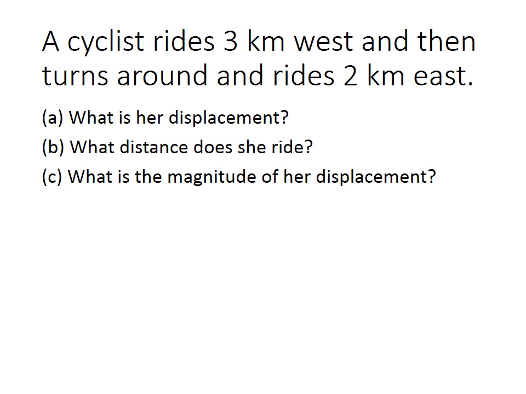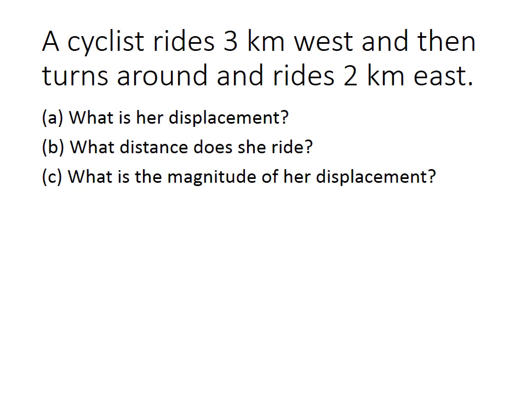So we did a quick check to make sure we were on the right track. If a cyclist rides 3 kilometers west and then turns around and rides 2 kilometers east, her displacement is 1 kilometer west. She's 1 kilometer west of where she started. Here, the direction is important. So you need all three parts: the 1 for the number, kilometer for the units, and west for the direction.